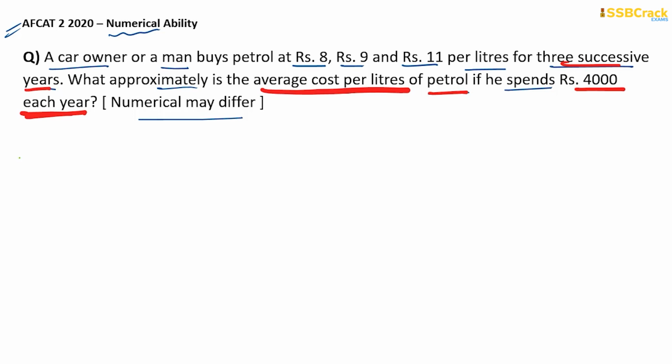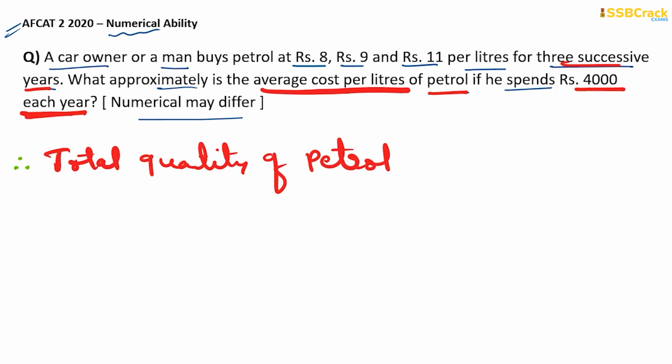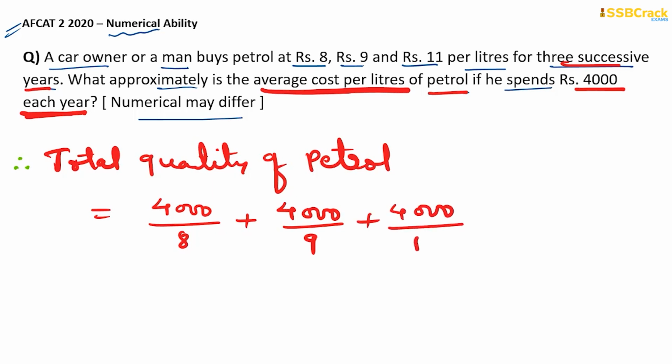See, we already have the rate of petrol per liter, and we know that for 3 successive years the person is buying. So first of all we calculate the total quantity of petrol consumed by the man. The total quantity of petrol that person is buying is equal to how much? 4,000 divided by 8 for the first year, then 4,000 divided by 9 for the second year. He is also buying for the third year, so 4,000 divided by 11, right?